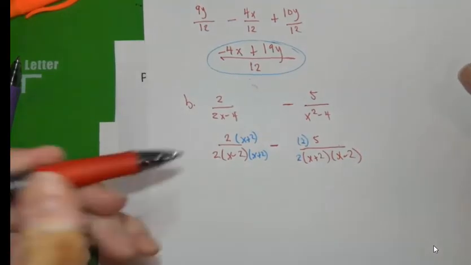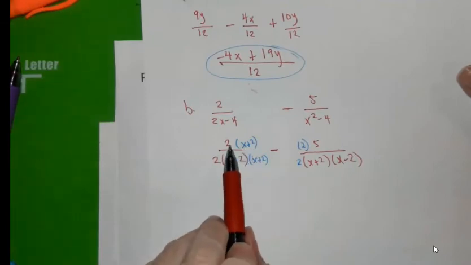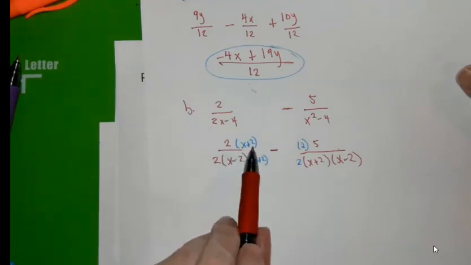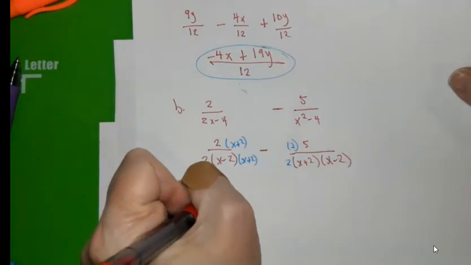So we're going to multiply. The next step is we are going to multiply out these numerators. Don't multiply out these denominators, super important. But do multiply these numerators. So 2 times x plus 2 is the same as 2x plus 4.